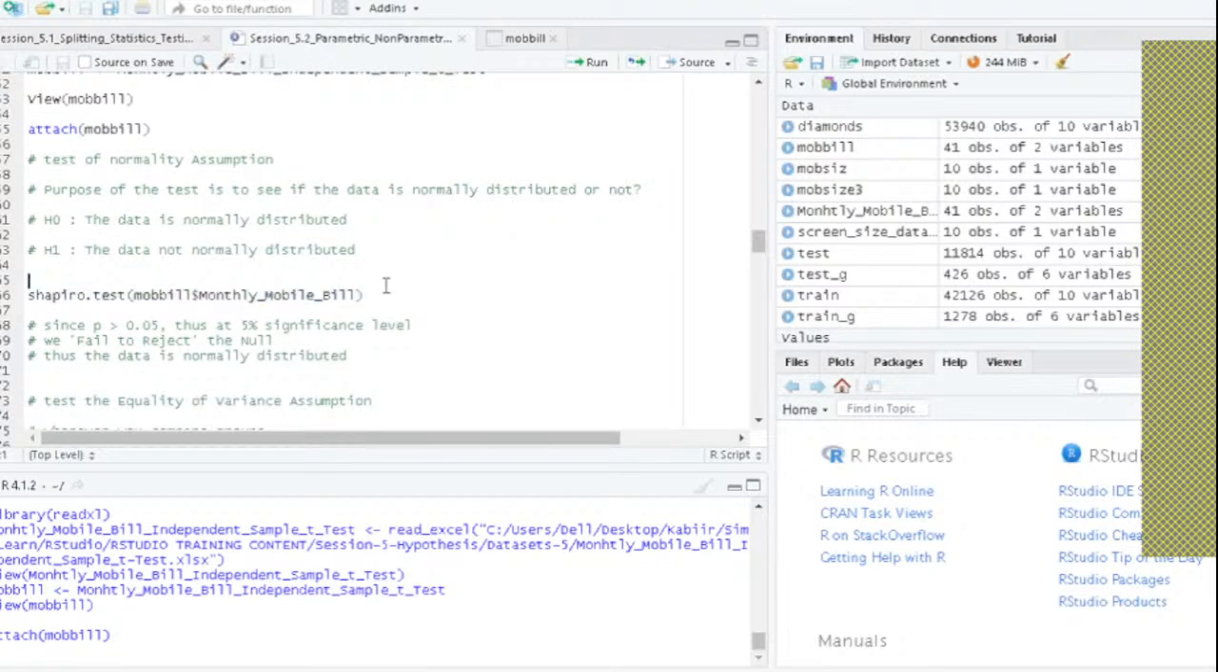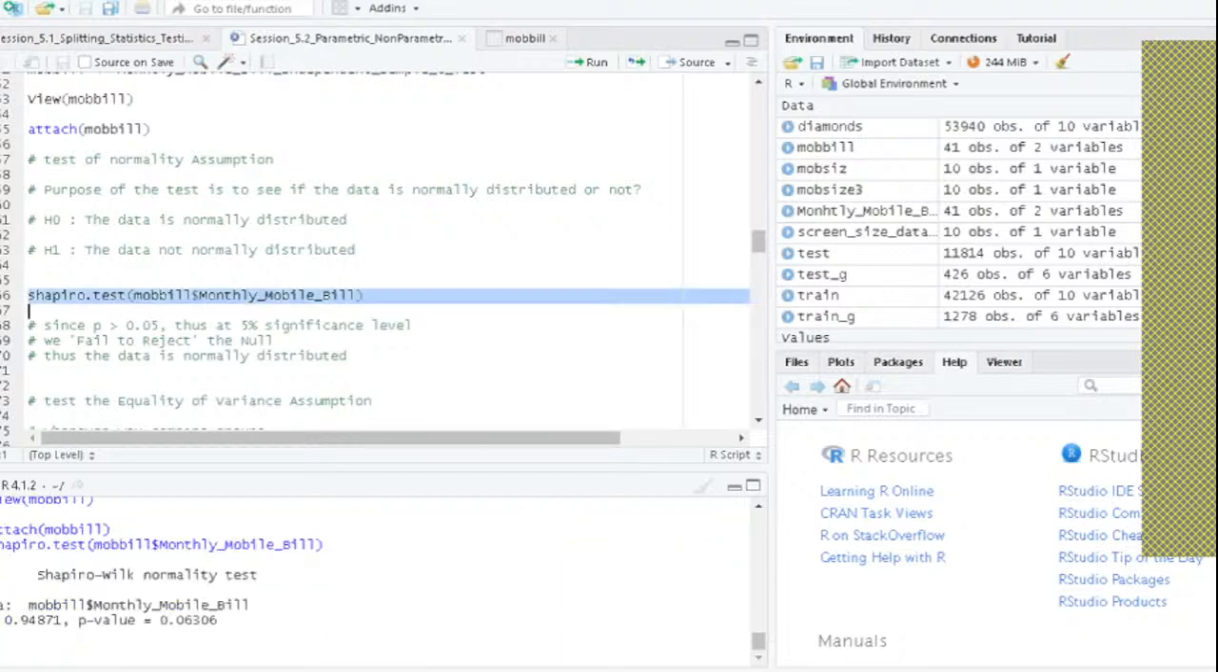This will test the normality of the data, right? You run Shapiro test on mobile bill, the monthly mobile bill, right? You do a Shapiro test, and you'll come up with a p value.